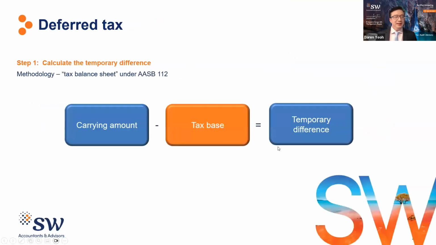Okay, so that's the tax base, and carrying amount minus the tax base equals a temporary difference. For reviewers of calculations, note that the temporary difference can only be one of four things. One is an unrealized gain, an unrealized loss, a future deduction, or a future assessable amount. So the temporary difference means that it's one of these four things. If it's not, then you might need to get the preparer to recheck the tax base calculation.